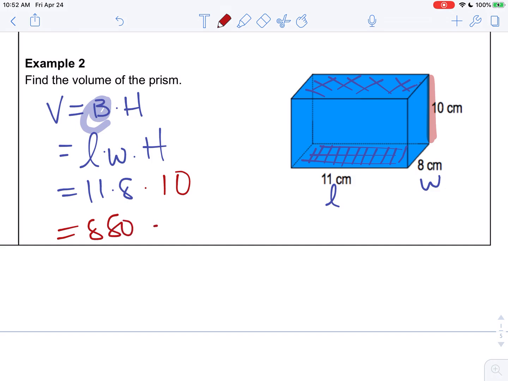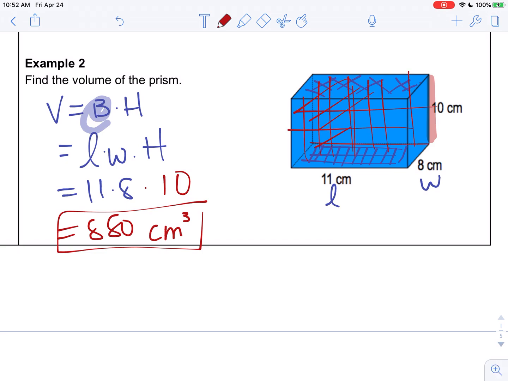And my unit is cubic centimeters because I'm thinking about how many cubes are going to fill up this 3D object. So I have 880 cubic centimeters here.